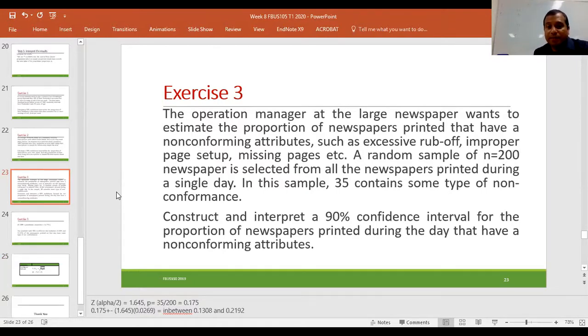The operation manager at a large newspaper wants to estimate the proportion of the newspapers printed that have a non-conforming attribute. Non-conforming means something which is not up to the standards or the guidelines which have been set, such as excessive rub-off, improper page setup, missing pages, etc.